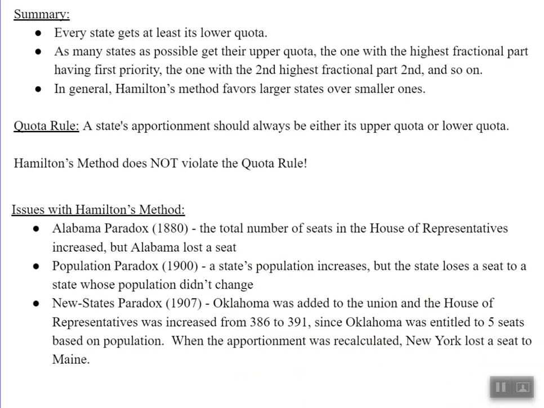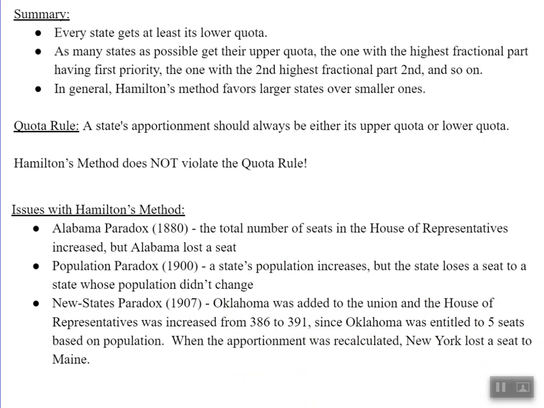In general, each of these methods that we look at in this unit are biased. Hamilton's method favors large states over small states. Like we talked about when we looked at voting methods, there are a bunch of rules and a bunch of paradoxes. The first rule is the quota rule. A state's apportionment should always be either the upper or lower quota, which Hamilton's method satisfies, so it does not violate the quota rule.